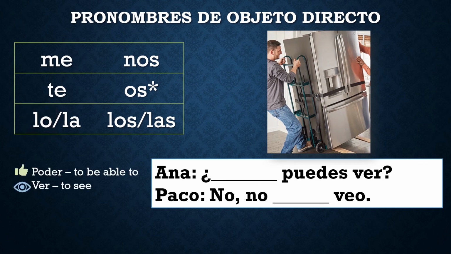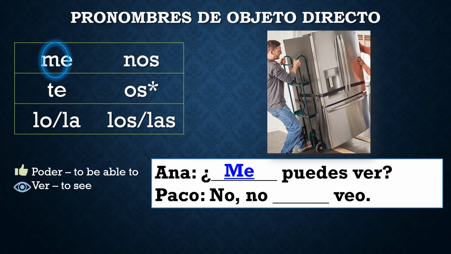Alright, now let's see. We can't really see Anna over here, so let's imagine she's asking Paco, can you see me? ¿Puedes ver? Can you see me? So, who can you see? Me. That's the direct object. So we would say me. ¿Me puedes ver? Can you see me?